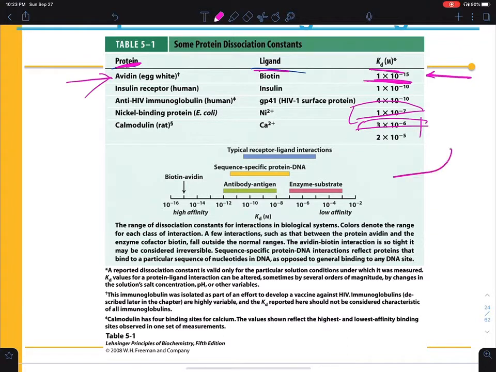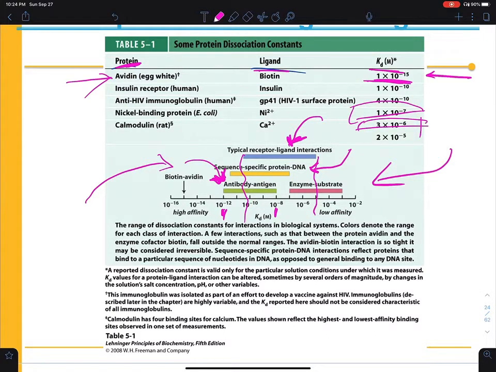And we can look at various types of protein ligand interactions and see what, in general, their range is. So, an antibody antigen interaction, remember, antibodies are designed for antigens, are in the 10 to the minus 8 to 10 to the minus 12 range. Protein DNA interactions are roughly in that same range. Receptor ligand interactions, kind of the hallmark of neurochemistry and all sorts of biology, is around 10 to the 5 to 10 to the 10.